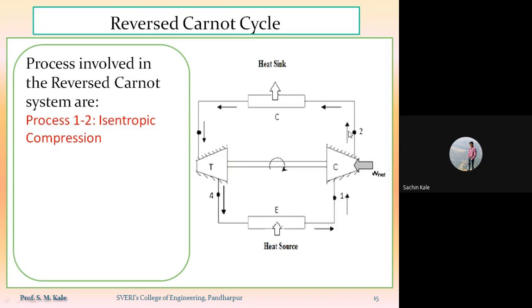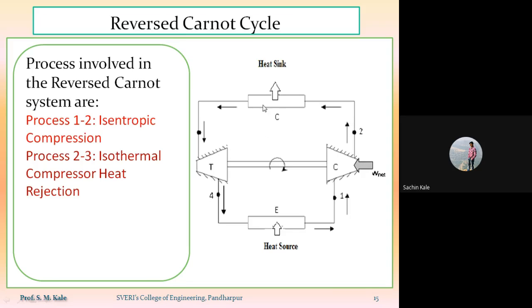So process 1 to 2 is occurring inside the compressor, and that compression is nothing but isentropic compression process. Outlet of compressor will be supplied to another compressor, where the same air will be compressed isothermally with heat rejection. So 2 to 3 will be isothermal compression heat rejection process.